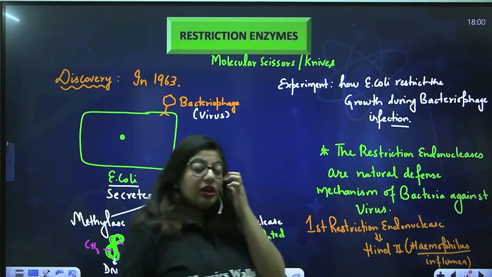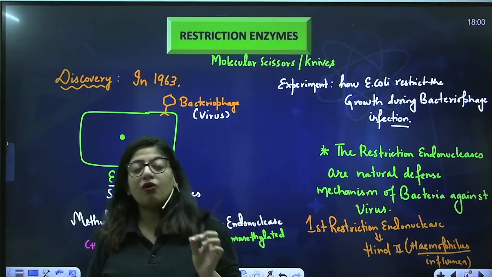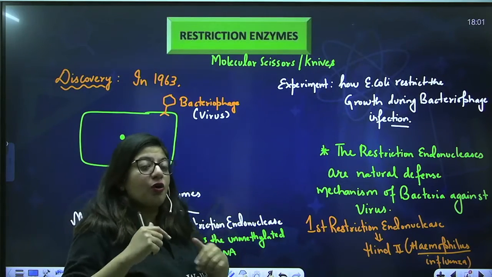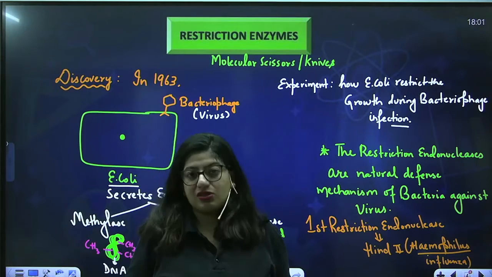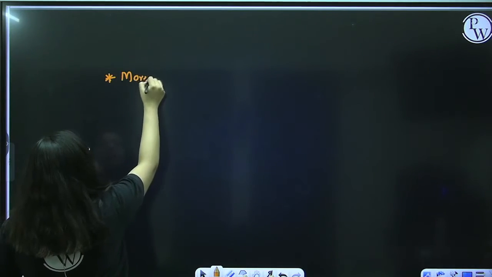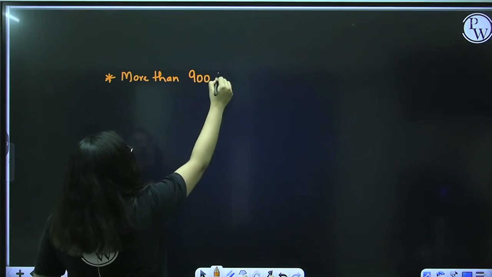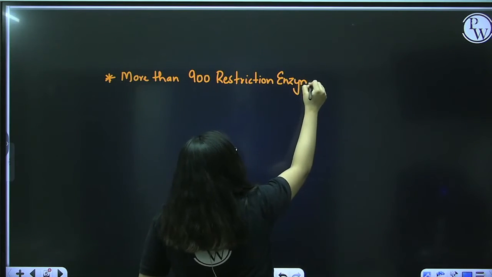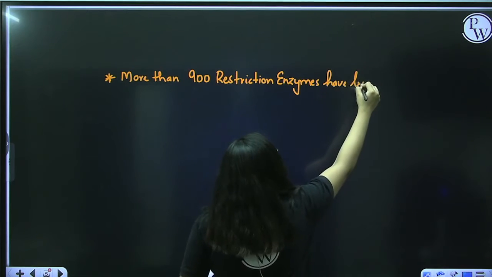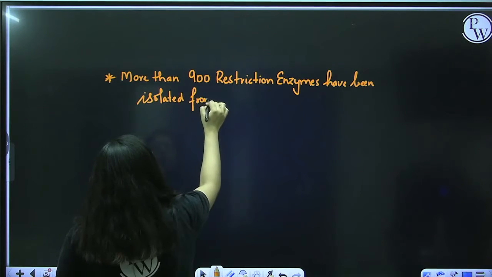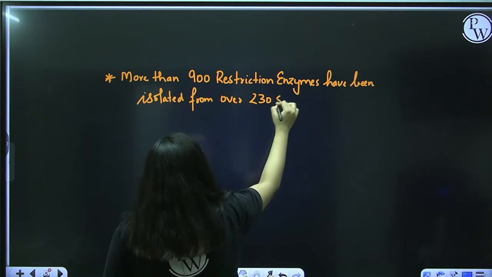Nowadays, we have over 900 restriction enzymes isolated from around 230 strains of bacteria. So how many restriction enzymes have we isolated? More than 900 from over 230 strains of bacteria. This is a very important point to note down because a question can be asked. So more than 900 restriction enzymes have been isolated from over 230 strains of bacteria.